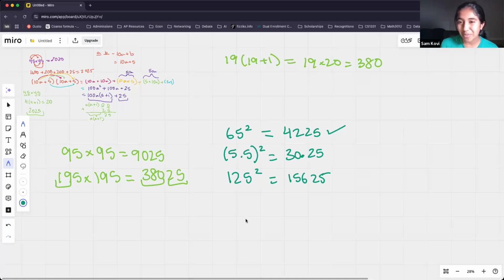And then finally, we have 125 squared. We take those first 2 digits, which is 12, and then 12 times 12 plus 1 is 12 times 13, and that is 156. And then you add that 25 at the end, so you get 15625. Awesome. So these are all correct. Really great job. You guys are doing really good with this trick.